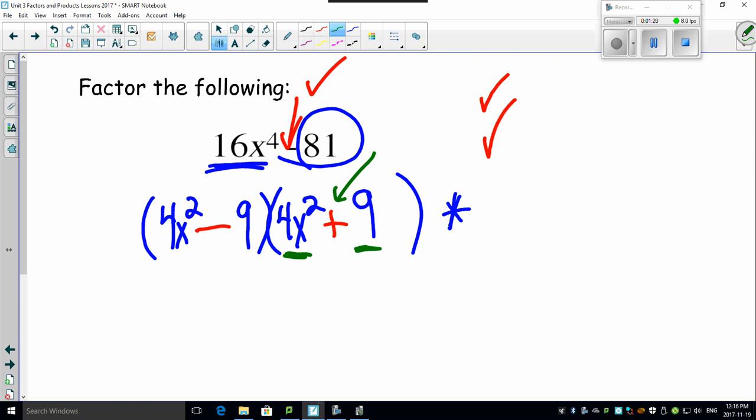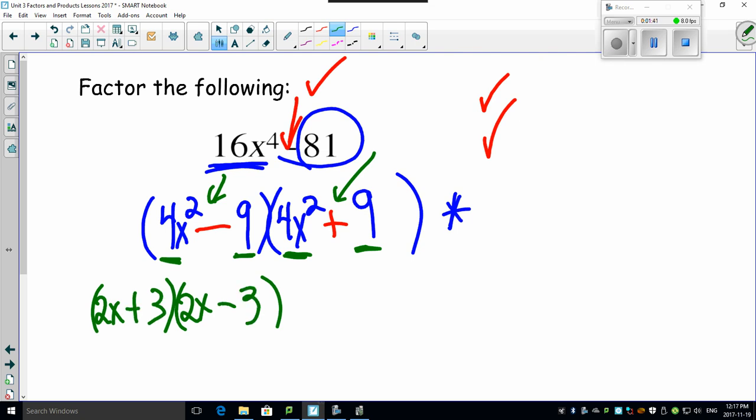So look at the first one. This one is square rootable. This is square rootable, and it is a difference. Oh my goodness. Okay, so let's square root this. We're not finished factoring yet. So the square root of 4x squared is 2x. The square root of 9 is 3. Make one a plus, one a minus, and you're good. But what about this other factor? Well, guess what? You just can't touch it. It doesn't work, so you just leave it there.